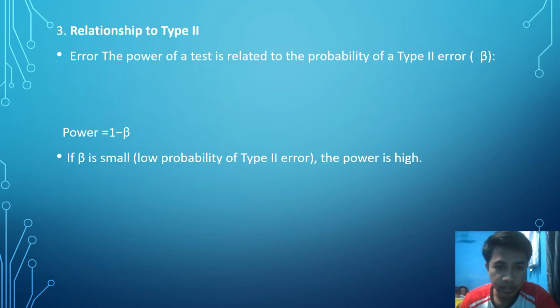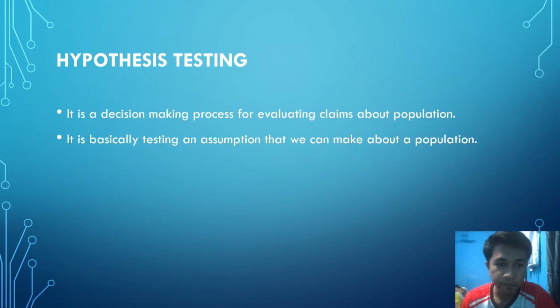Relationship to type 2 error: the power of a test is related to the probability of a type 2 error, or beta. So power equals 1 minus beta. Hypothesis testing is a decision-making process for evaluating claims about populations. It is basically testing an assumption that we can make about the population.